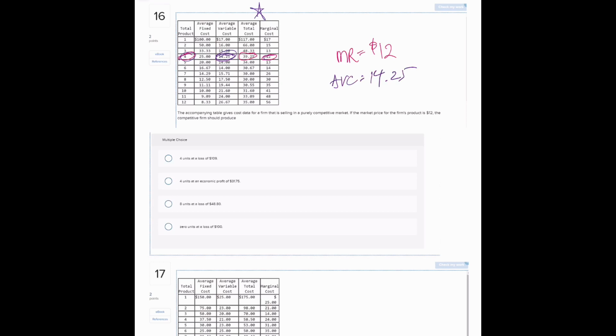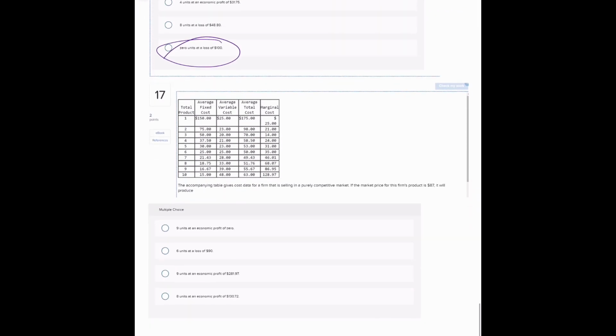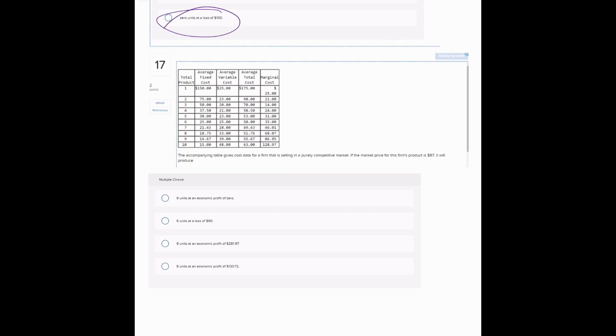So the shutdown rule is going to take effect here, because the shutdown rule says if you can't cover at least your average variable cost per unit, then you're better off shutting down, because the total loss of your fixed cost is going to be less than your ongoing loss if you produced at this rate. So it's going to be 0 units at a loss of $100, and that $100 represents the total fixed cost there. Our last one, number 17.